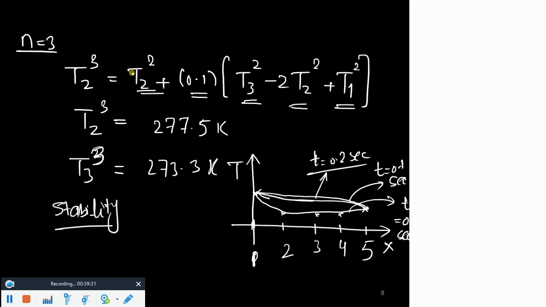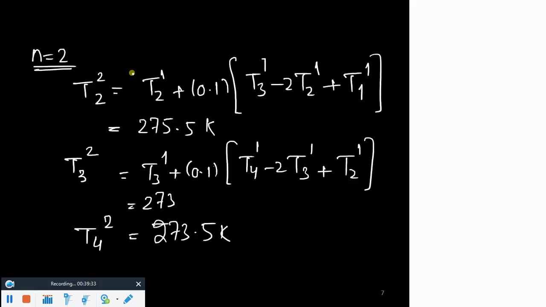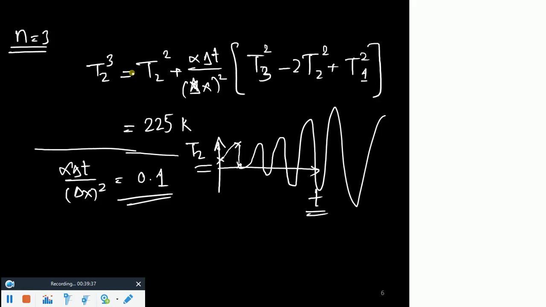No. That stability is something else. Accuracy is something else. Now, what do you mean by accuracy? For example, I would not solve this system, but I would just give you a hint because I need to complete the lecture. Okay, so just look at that. If I say this was 0.1, just find out temperature values at t equals 1 second.